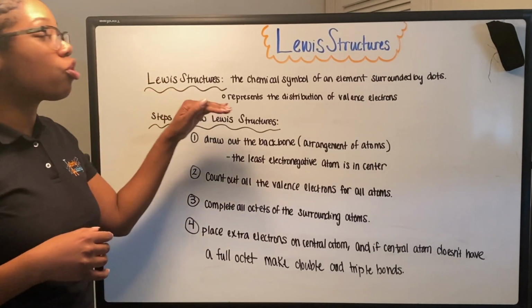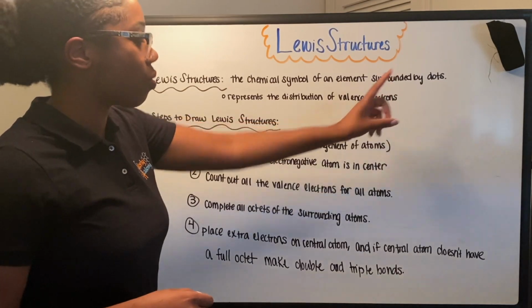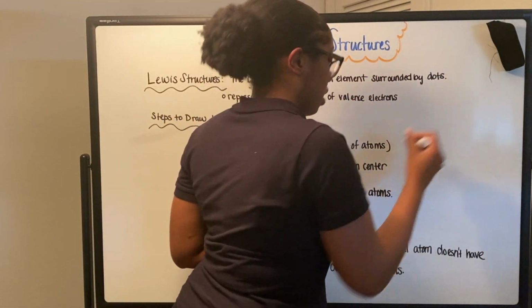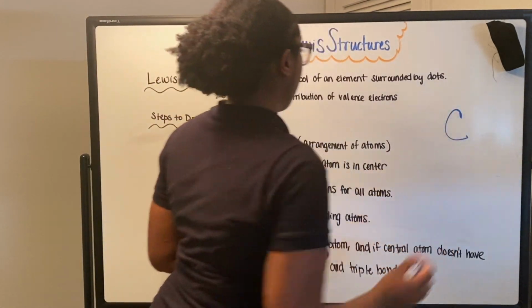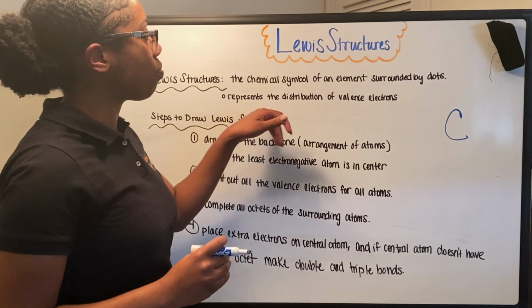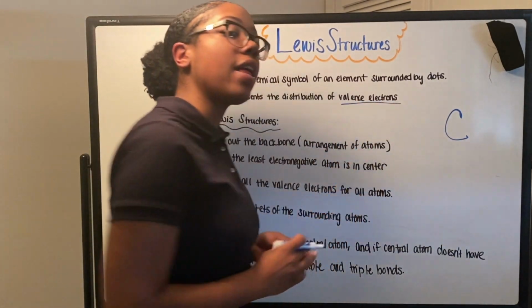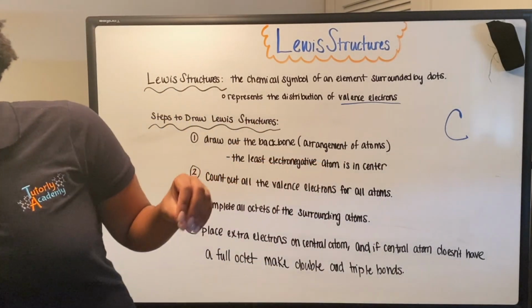Now, what are Lewis structures? It is when the chemical symbol of an element is surrounded by dots. So, for example, carbon. Let me use a different color. If I was to say carbon, it represents the distribution of valence electrons. Well, what are valence electrons? Valence electrons are the electrons that are located on the outermost shell.